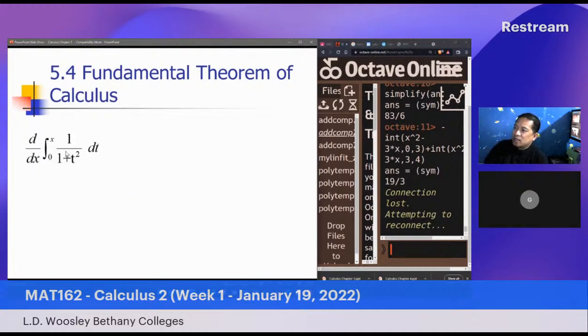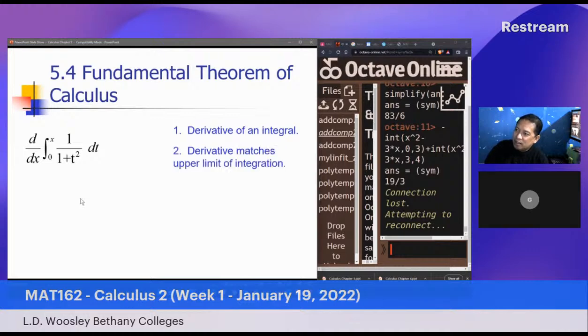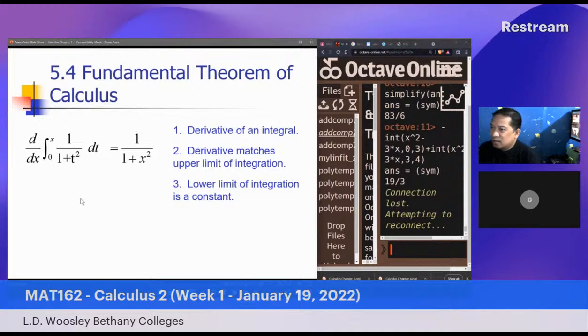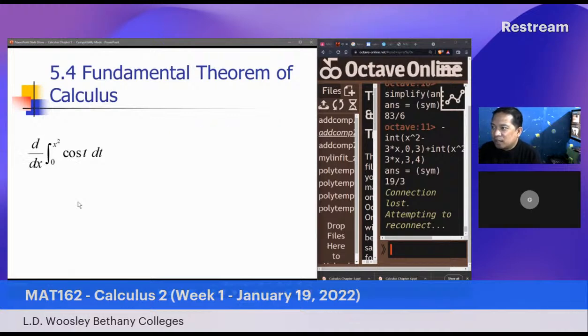Isa pa. So ito naman, constant 0, dx, check. So derivative of an integral matches the upper limit. And the lower limit is actually a constant. Therefore, lo and behold, you just substitute from t to x. Right? So that's the first, the fundamental theorem of calculus.